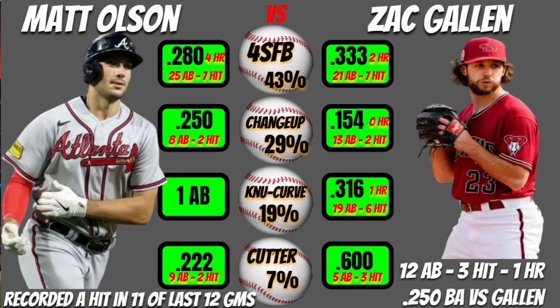And so when you look at the history between these two, Olsen, 12 at bats, 3 hits, a home run, a .250 batting average versus Zach Gallen. I really love the opportunity to be able to target Matt Olsen. And as always, I'll put in the pinned comments how I will utilize this matchup.